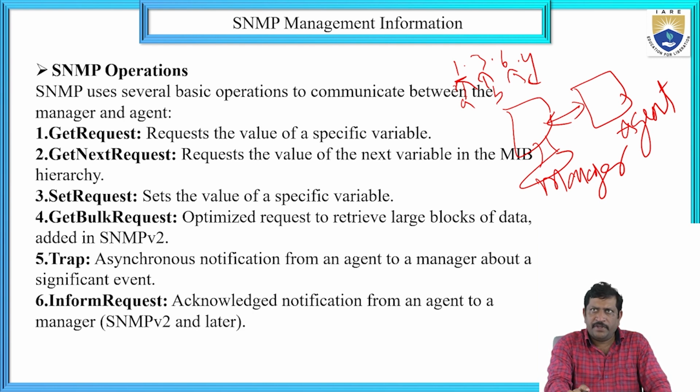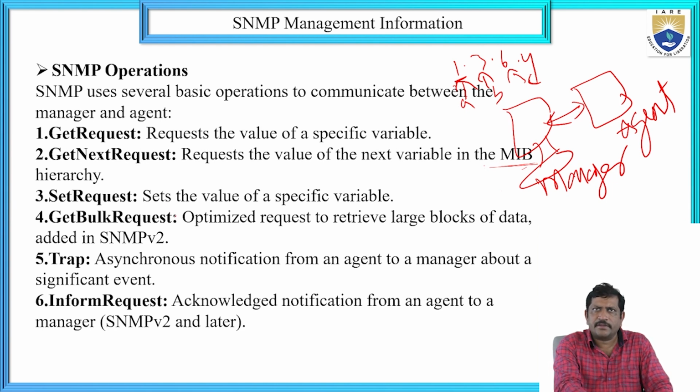That means which sequence of data needs to be stored in a MIB. This value here, the requesting value, indicates what data we have to store. And get next request. Get next request means requesting the value of the next variable in a MIB, hierarchically or in a tree structure form.